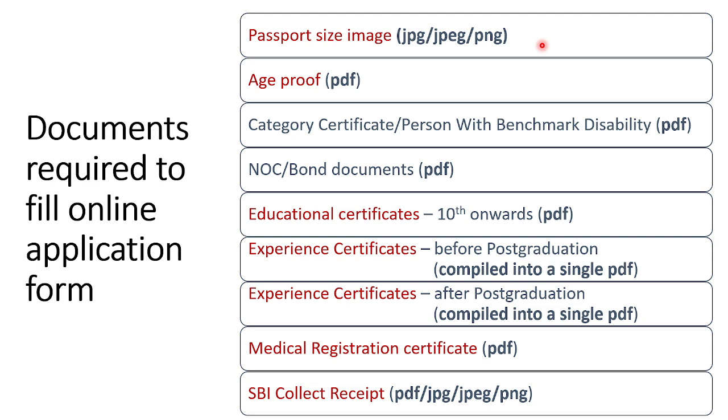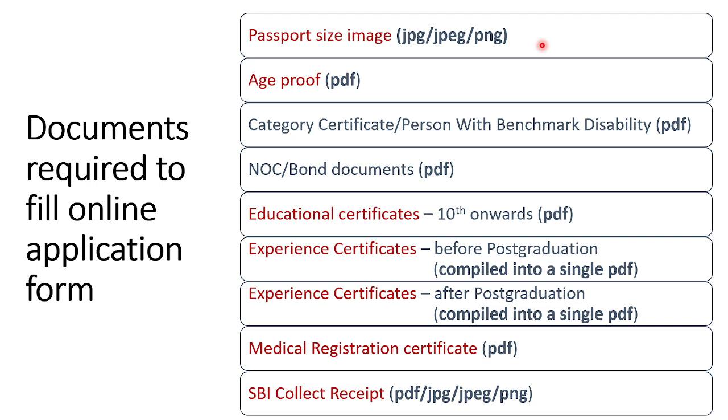Next, if you are working in a PSU or any government institution, maybe state or central government, you have to produce an NOC. And if you are working under any bond, those documents also you have to keep in hand. Next are educational certificates from 10th level onwards. So 10 plus 2, then MBBS or any other graduation that is applicable like BSc, then the post graduation, and of course your PhD or DM or MCA certificate. These are all required in PDF format and they should be different PDFs. Next are experience certificates before post graduation and after post graduation.